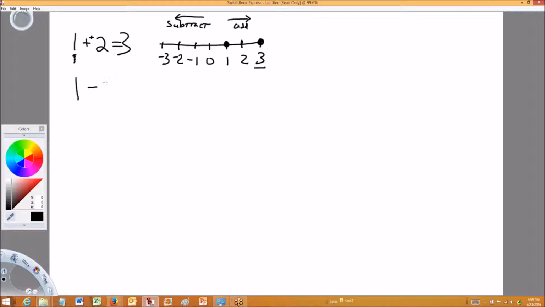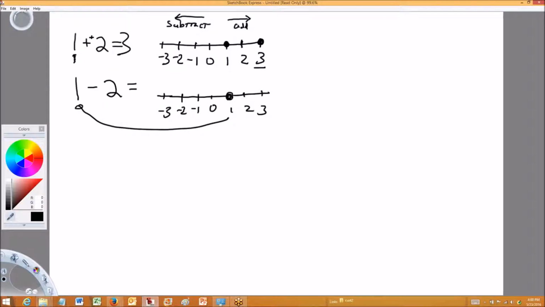And let's do this one here, 1 minus 2 equals. And on the number line, we start with our first number here. And we're going to subtract. Remember, when we subtract, we go this way. And we're going to subtract 2 units, 1, 2. And the answer is negative 1.